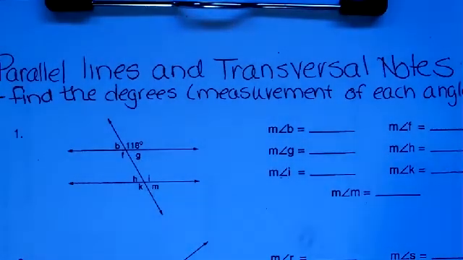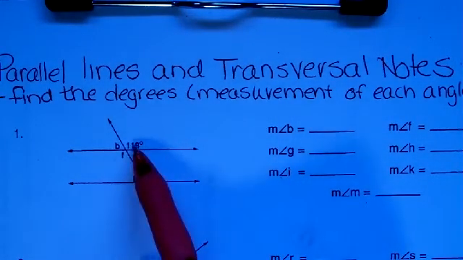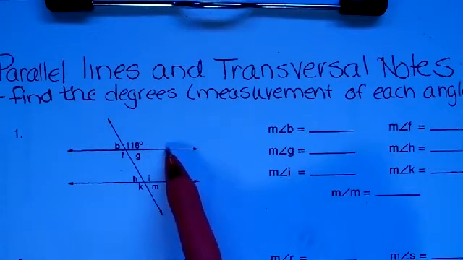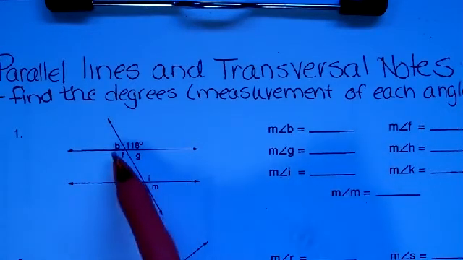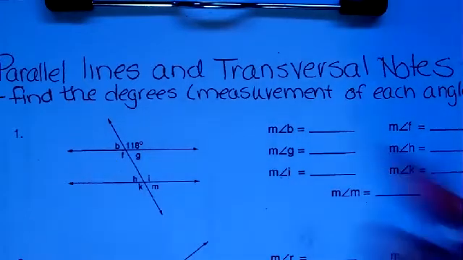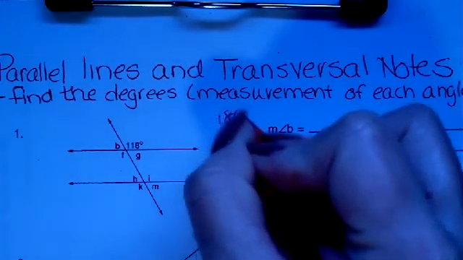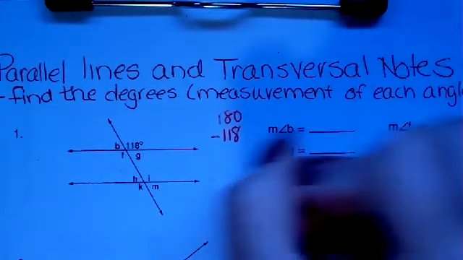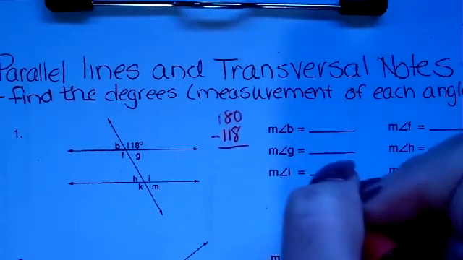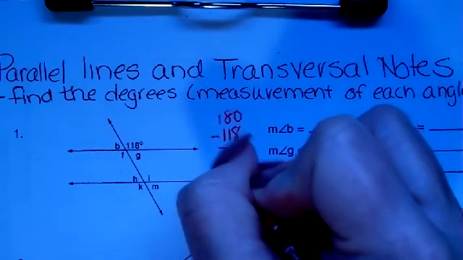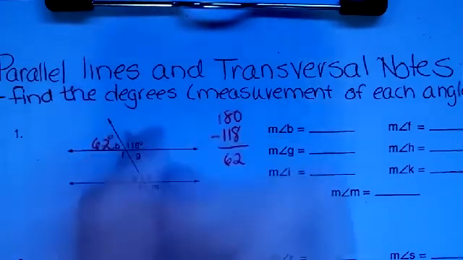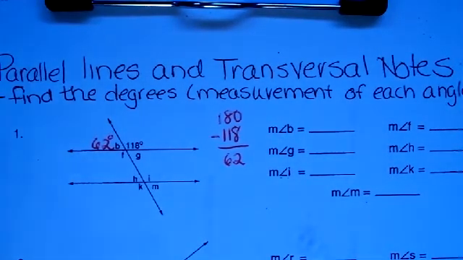Okay, we know that angle B and 118 are going to have to add up to 180 because they make that straight angle right there, or that straight line. Okay, so if I want to find out what angle B is, all I've got to do is 180 minus the 118. Okay, so if I subtract those two numbers, I'm going to get 62. So what does that tell me? That tells me this angle right here is 62 degrees. Okay?